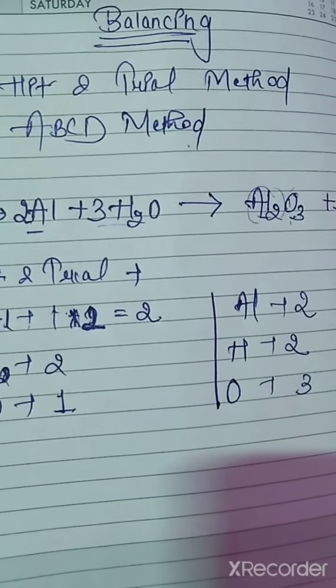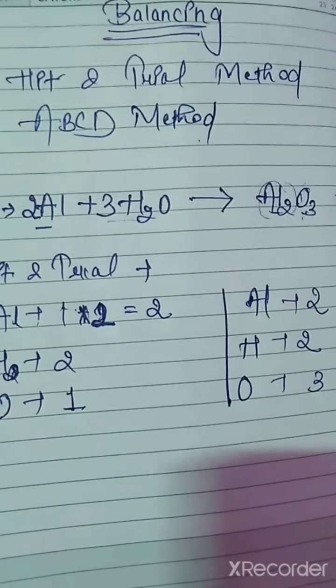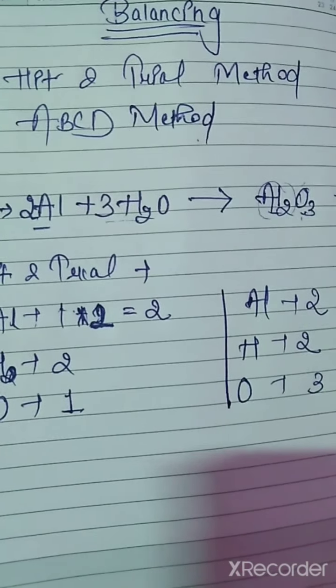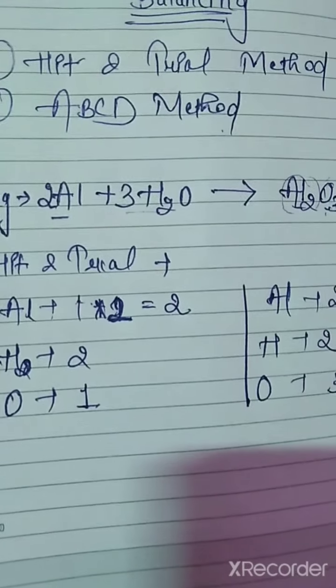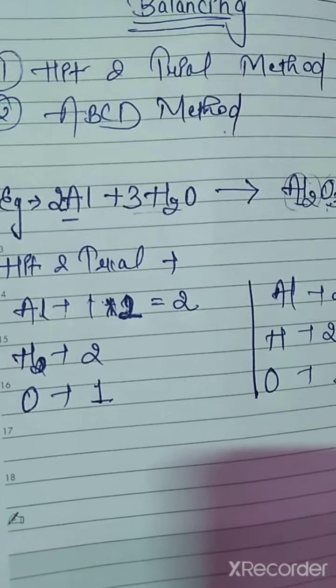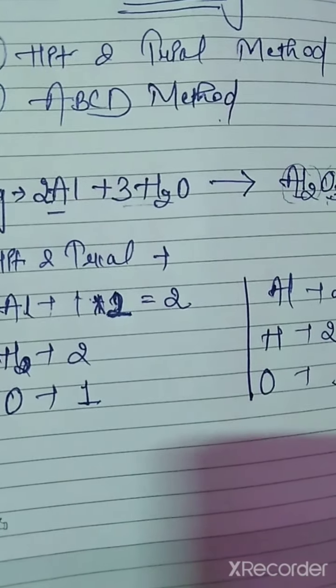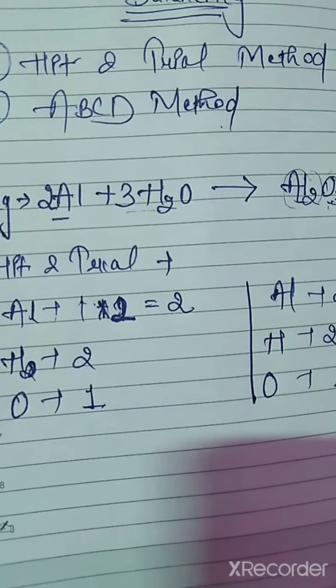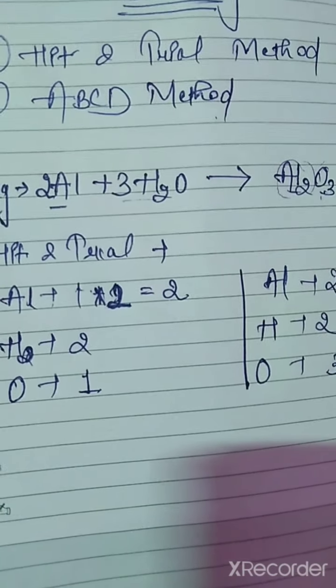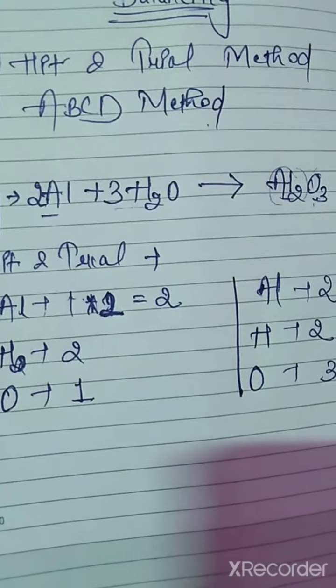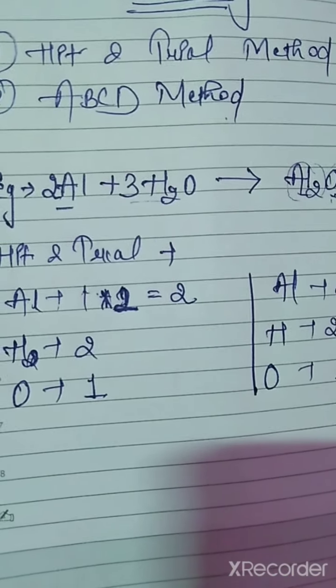Balancing is basically something we can do with two methods. One is the hit and trial method and the second one is the ABCD method. Firstly we will go to the hit and trial method, and after that we will do the same chemical equation with the ABCD method. So let's begin.